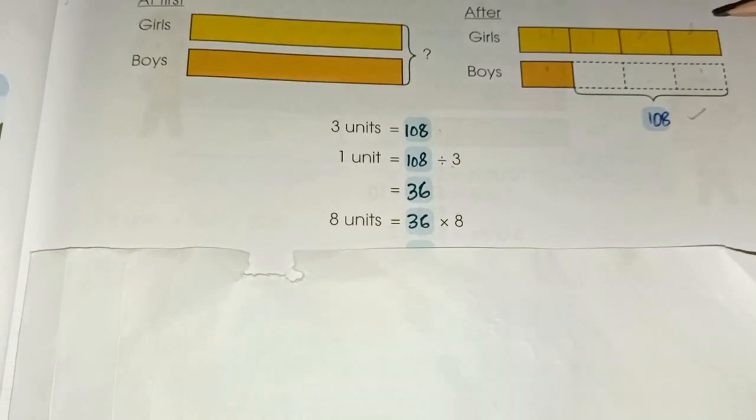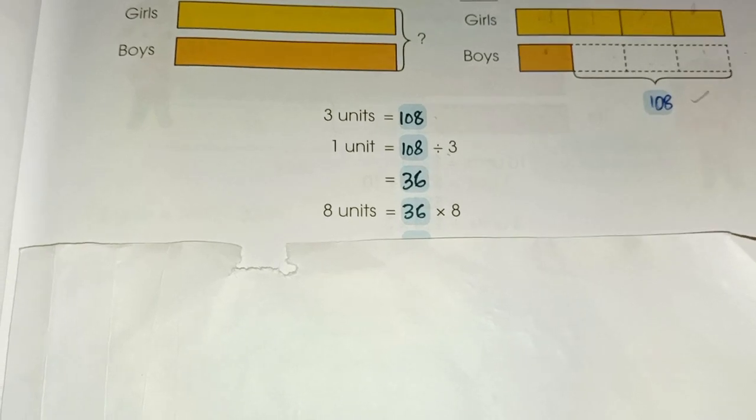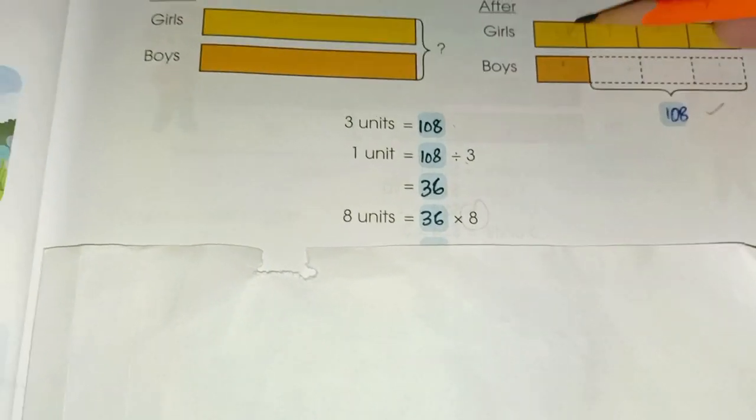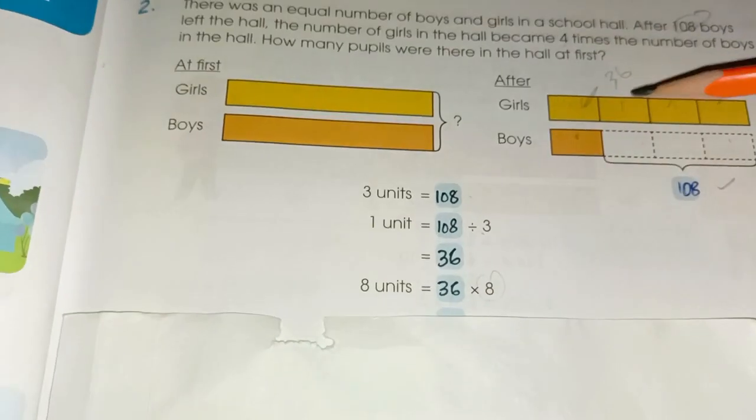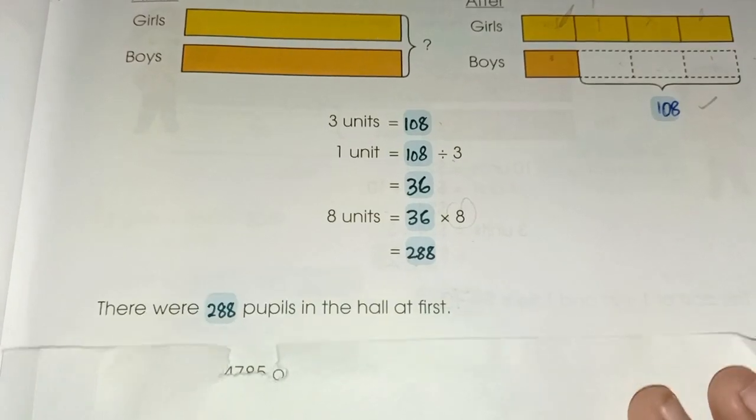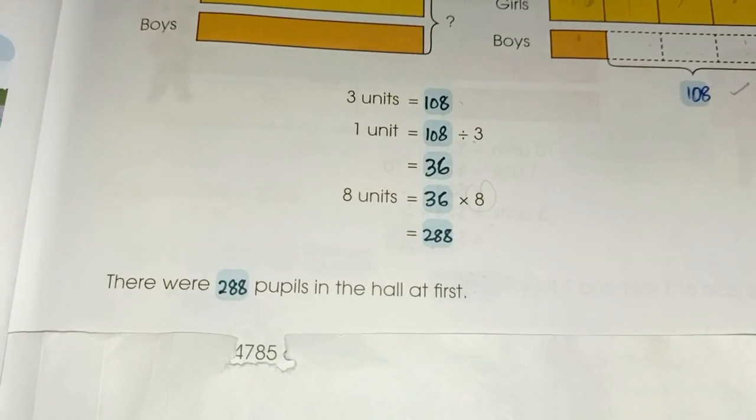Now total units we have 1, 2, 3, 4, 5, 6, 7, 8. 8 units means 36 multiplied by 8. 1 unit is 36. So 8 units multiplied by 36 is 288. So we have 288 people in the hall at first.